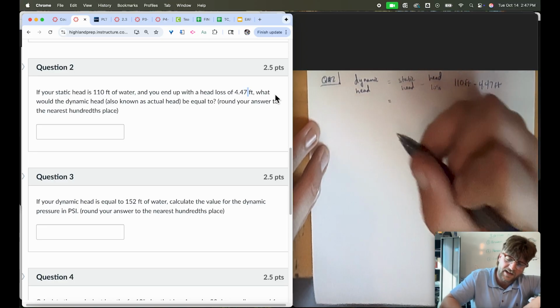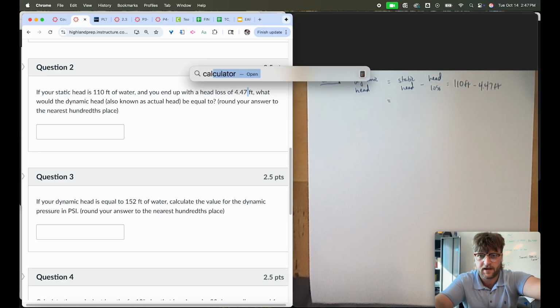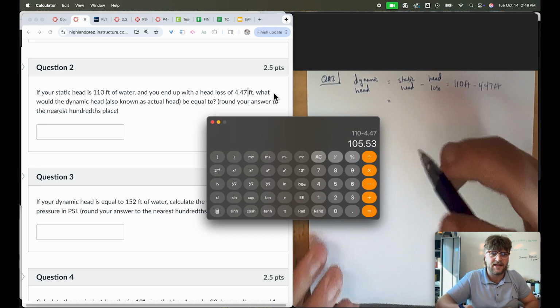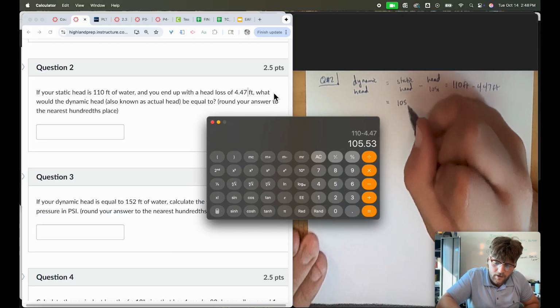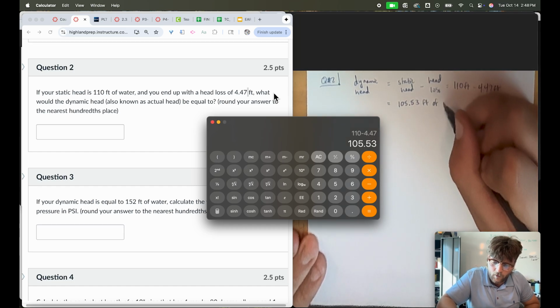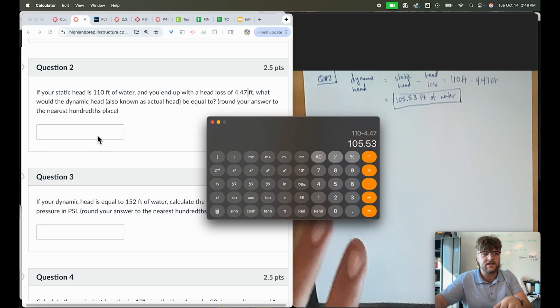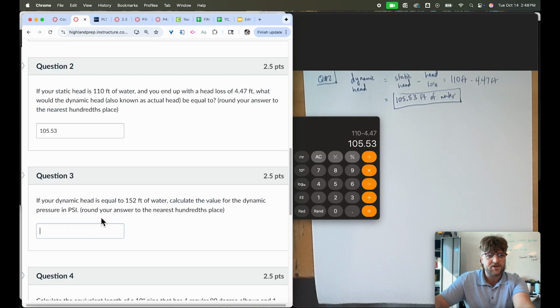So all we've got to do here to find the dynamic head is subtract these two numbers. If we bring out the good old calculator, we have 110 minus 4.47. If we do that, we end up with a value of 105.53, and that's going to be feet of water. So that is the value we'd end up with for this, so we're going to put in 105.53 there, all right?